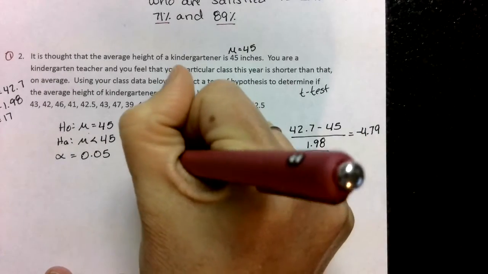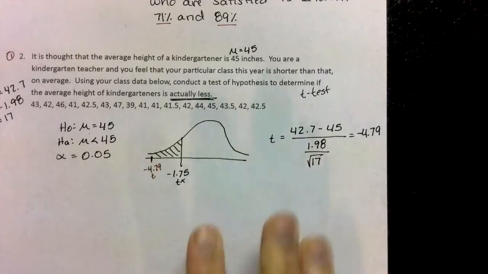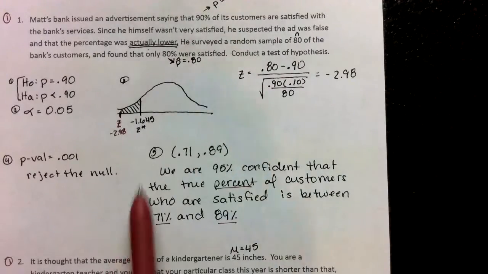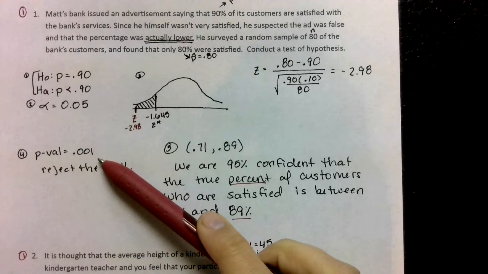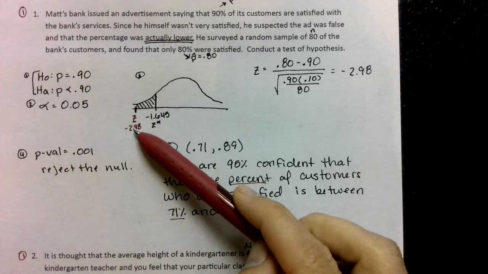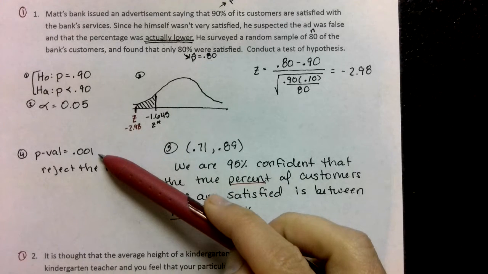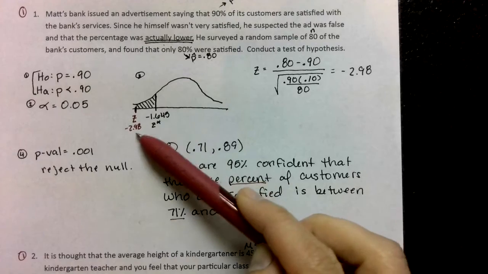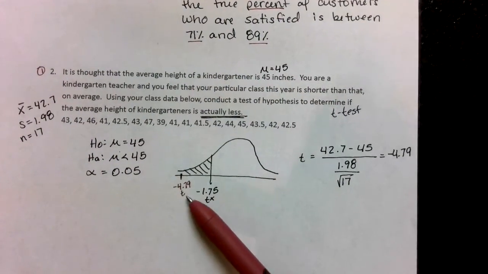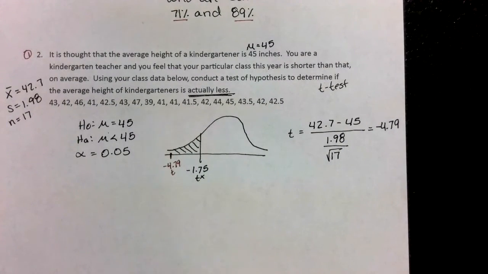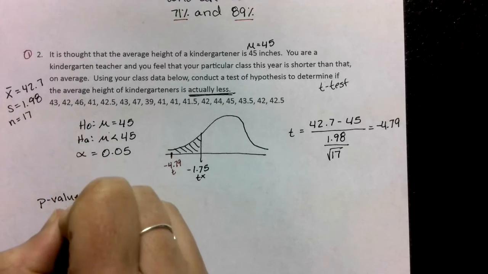Now, hopefully one of the things that you are gathering at this point is when we compare our critical value test statistic to our p-value, the more extreme the test statistic is, the smaller the p-value is going to be. So this one was more than one standard deviation below. This one, we're a long way below. So what I'm expecting now is a p-value that is just absolutely tiny.